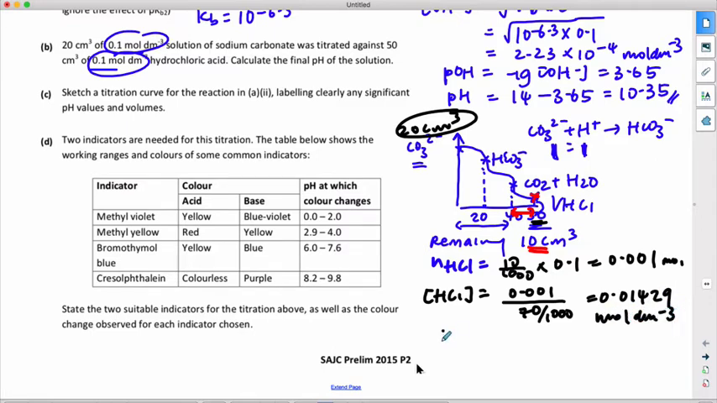Then from here you can find a pH, which is minus log [H⁺]. Press your calculator, you should get a value of 1.845. So that's how it's done.